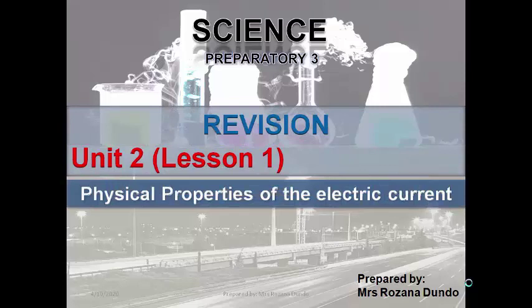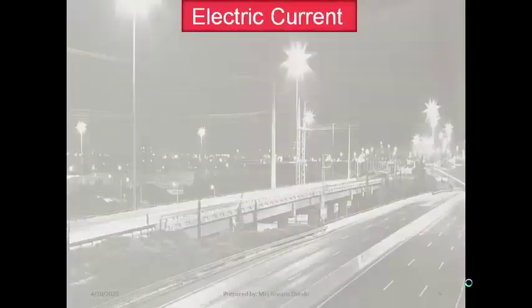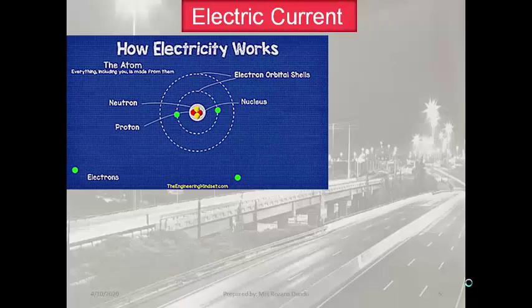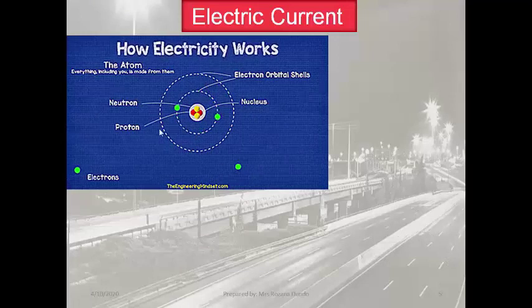Physical properties of the electric current. Before learning the properties of the electric current, we need to understand what electric current is. We have studied previously that all elements consist of atoms, which consist of electrons and the nucleus. Electrons are the negatively charged particles and the nucleus is positively charged.